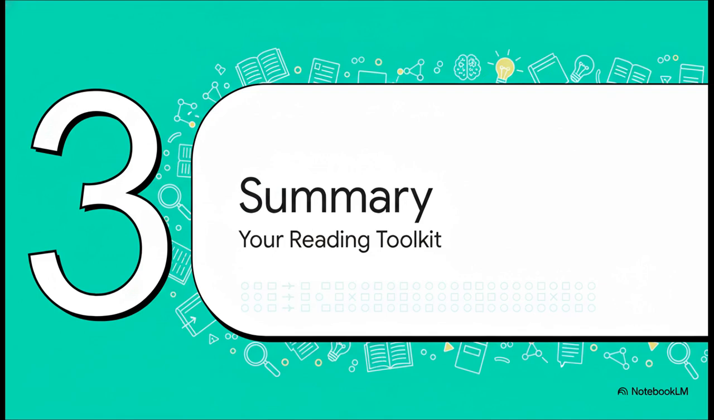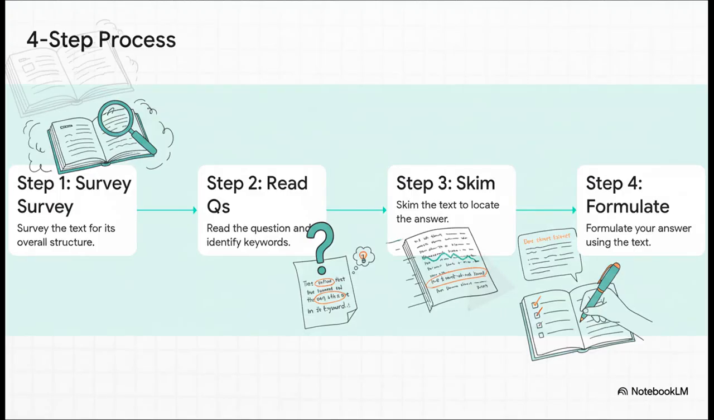So there you have it. We've worked our way through the article and answered all the questions. Now let's do a quick recap of the skills we used so you can add them to your own personal reading toolkit. It really just boils down to a simple 4-step process. First, you survey to get the big picture. Second, you look closely at the question to find your keywords. Third, you skim the text using those keywords to hunt for the answer. And finally, you formulate your answer based on what you found in the text.